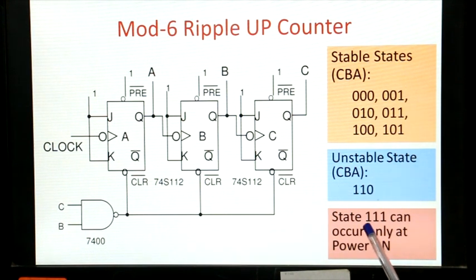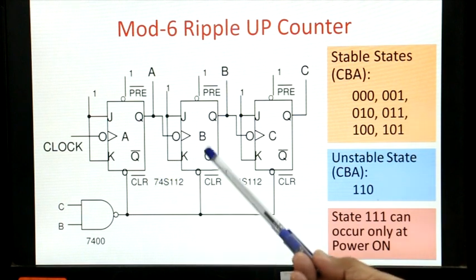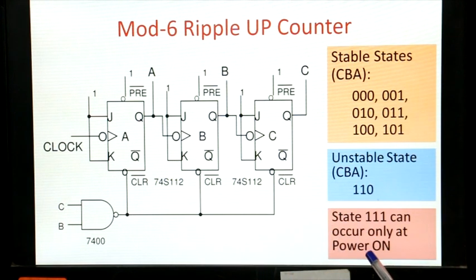what about state 1, 1, 1? This particular state will not happen normally, because as soon as state 6, the equivalent of 1, 1, 0, comes, we know that we are clearing it to 0. But this state can happen at power on, because when you switch on the power, the flip-flops can take any state, anywhere from all zeros to all 1s. So the probability is 1 by 8. There is a possibility that when you switch on the power, the A, B, C flip-flops have 1, 1, 1 at the output.